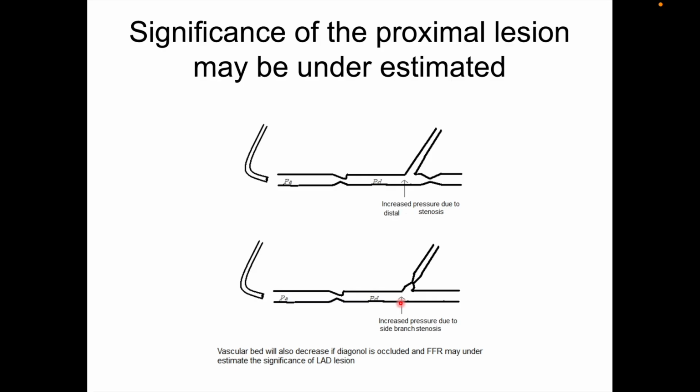and may give a false impression of non-significant FFR. So in any case, you can also remember it in a way that vascular bed will also decrease if the diagonal is occluded, and then the FFR may underestimate the significance of LAD lesion because then it may consider that this diagonal territory is no more there, so it's only this LAD territory that needs to be supplied by the stenosis here, and then in a way the vascular bed has decreased, so it may give a false impression of non-significant FFR for this proximal lesion.